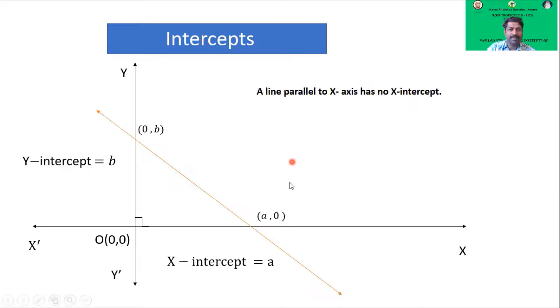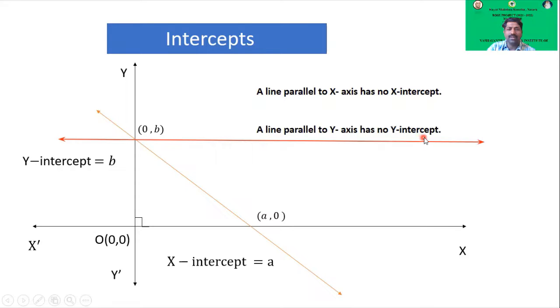A line parallel to x axis has no x intercept. Suppose this is the line; this line intersects the y axis at (0, b) but does not intersect the x axis, so it has only y intercept, no x intercept. Similarly, a line parallel to y axis has no y intercept. Suppose this is the line parallel to y axis, it intersects the x axis, so it has x intercept, but it does not intersect the y axis, so it has no y intercept.